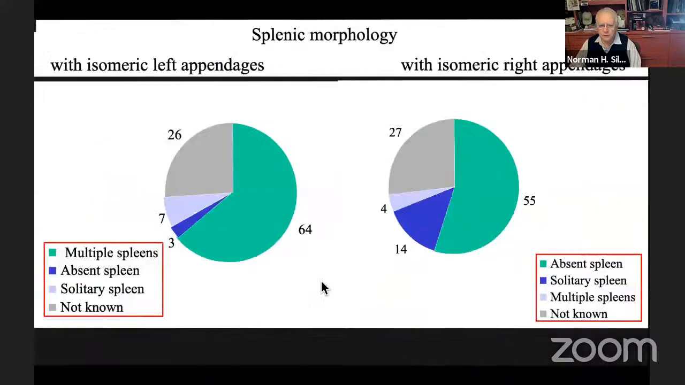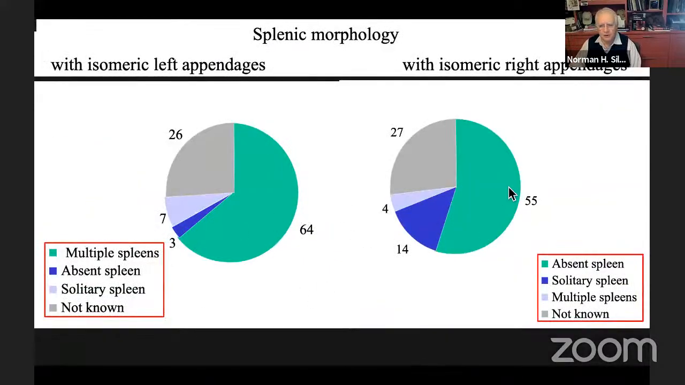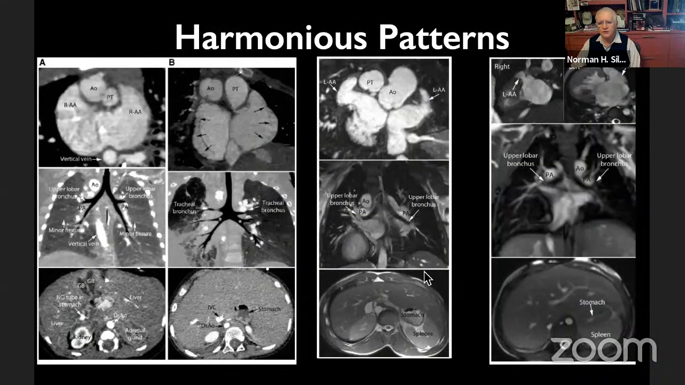Well, the spleen is good, but it isn't great, because here green shows with isomeric right atrial appendages and left atrial appendages that only 64 and 55% conformed, that in some there was an absent spleen with left atrial appendages, and some had a solitary spleen, as we've shown, and then of course there were ones that we couldn't recognize. And in right atrial appendage, 14% of patients who weren't supposed to have a spleen had a spleen, and 4% had multiple spleens. So this violates the law of making the isomerism the thing.